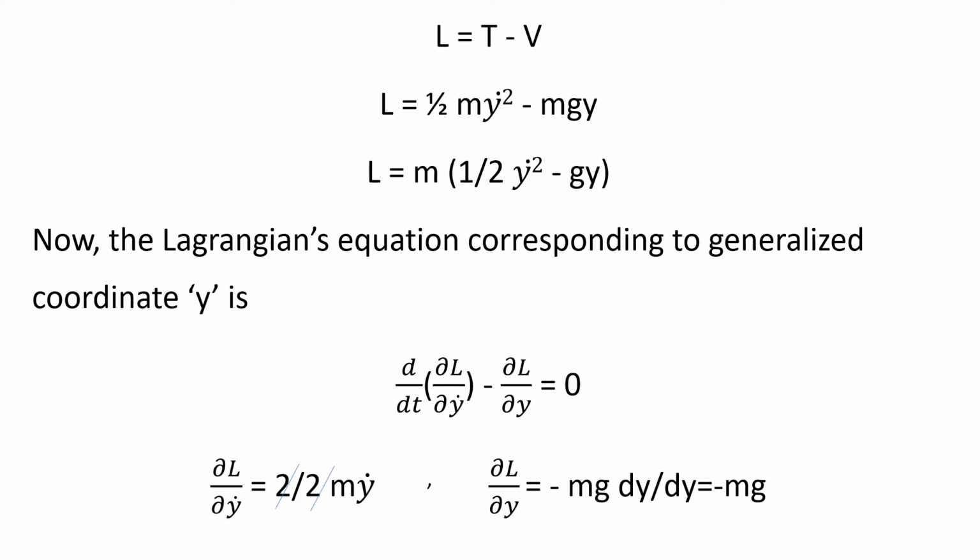Now the Lagrange equation corresponding to the generalized coordinate y is d by dt into partial L over partial y dot minus partial L over partial y is equal to 0. Doing the same process, we have partial L over partial y dot is equal to 2 by 2 m y dot, and partial L over partial y, where x was written mistakenly, is equal to minus mg into dy over dy, which is equal to minus mg.